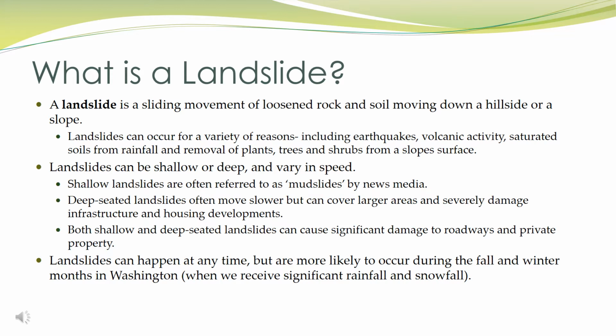Shallow landslides are often referred to as mudslides by the media. Deep-seated landslides often move much slower but can cover larger areas and severely damage infrastructure and housing developments. Both shallow and deep-seated landslides can cause significant damage to roadways and private property. Landslides can also happen at any time, but they are more likely to occur during the fall and winter months in Washington. This is when we receive significant rainfall and snowfall.